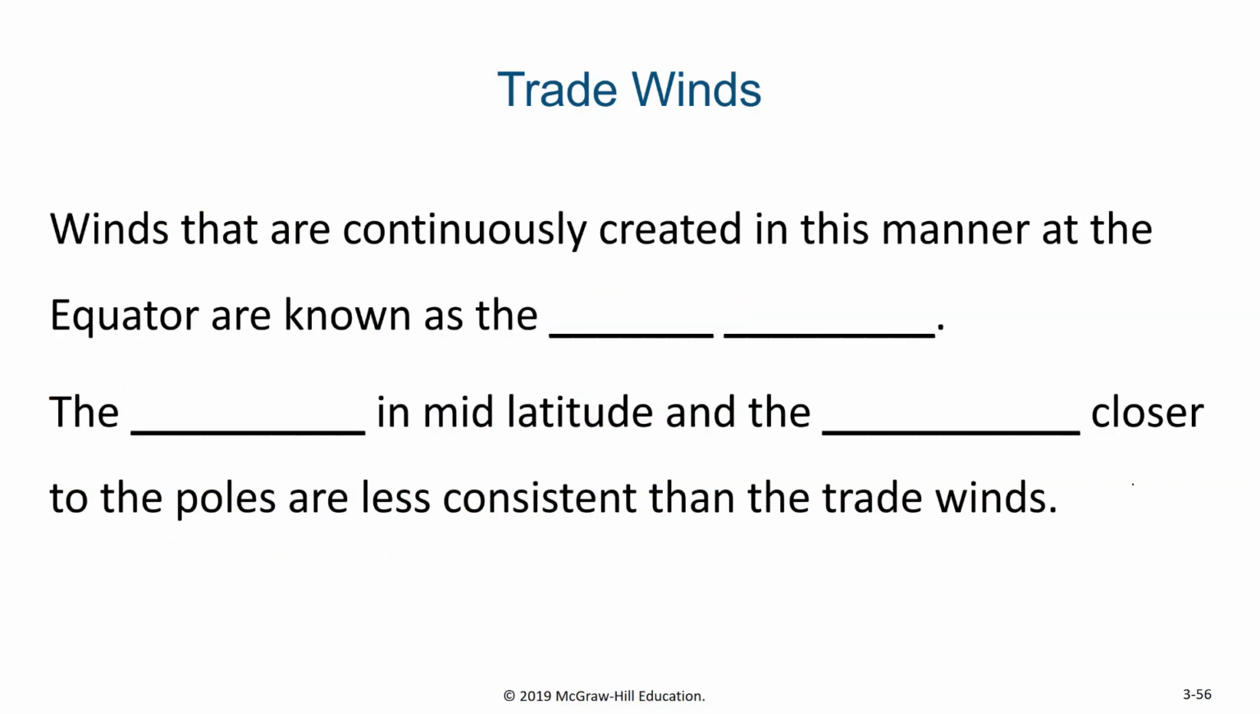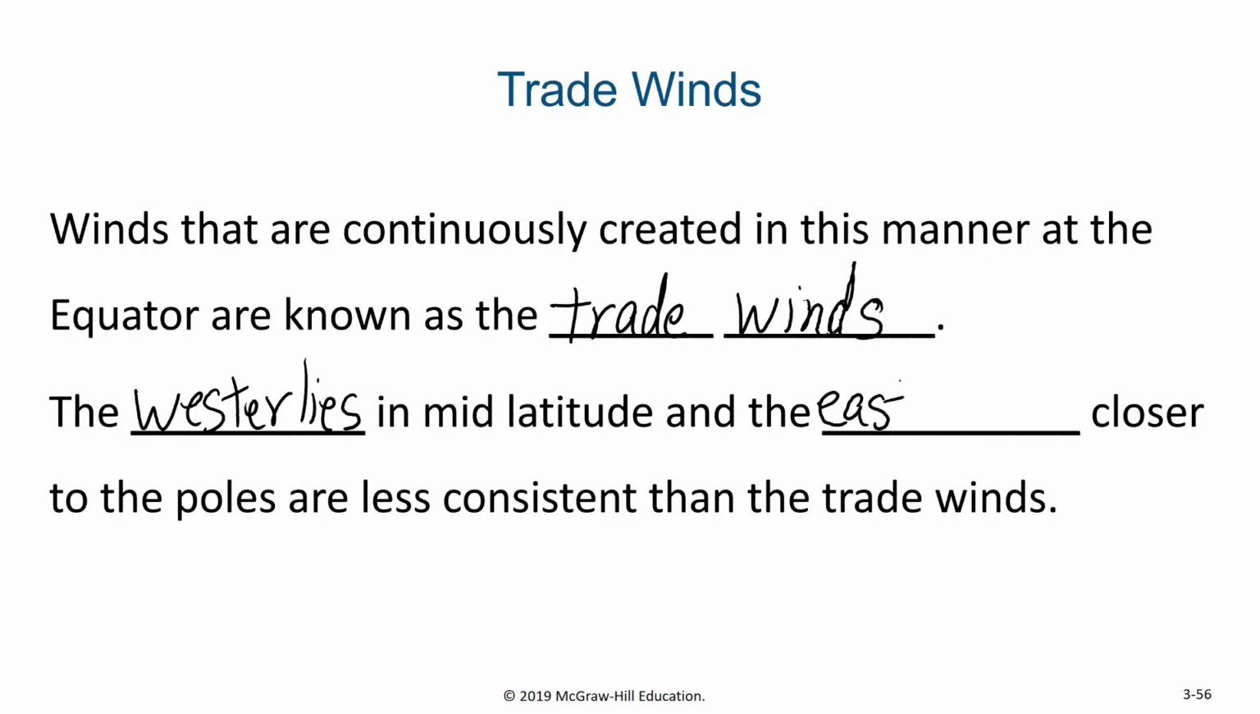Winds that are continuously created in the manner described at the equator are known as the trade winds. When we look at different latitudes, the westerlies are formed in the mid-latitudes, while the easterlies are formed closer to the pole. Yet both the westerlies and the easterlies are less consistent than the trade winds.